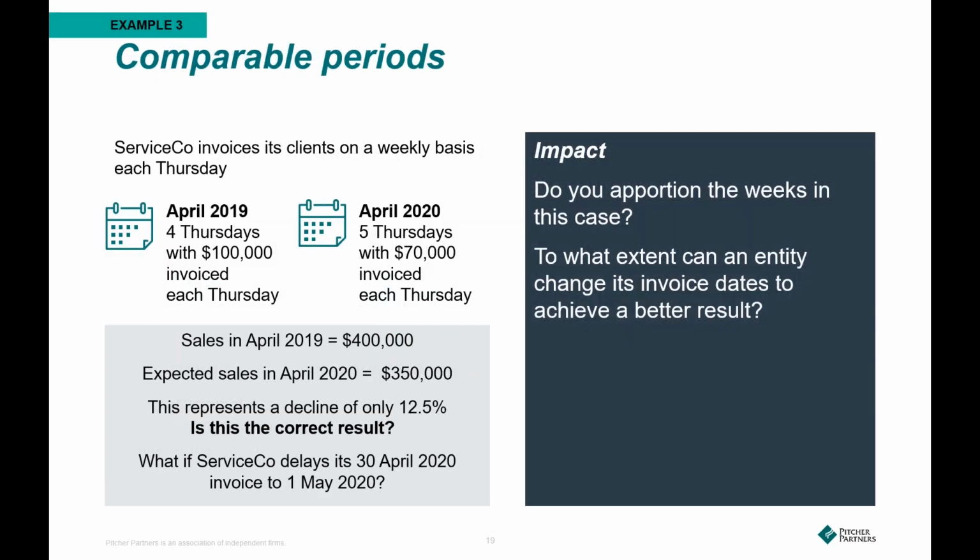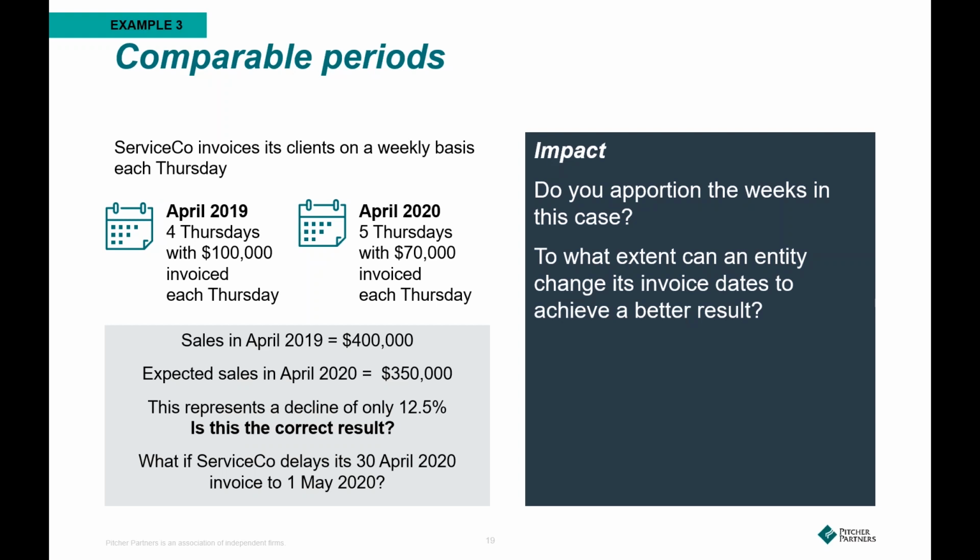But just looking at another example in terms of test period versus comparable periods, we've got Service Co that invoices its clients on a weekly basis each Thursday. It has decided to use the month of April 2020 as its test period, which therefore means that April 19 is the relevant comparison period. So in April 19, there were 4 Thursdays in the month, and Service Co invoiced $100,000 each Thursday to its clients during that month. In April 2020, however, there are 5 Thursdays in the month, and Service Co has invoiced $70,000 each Thursday of that month.